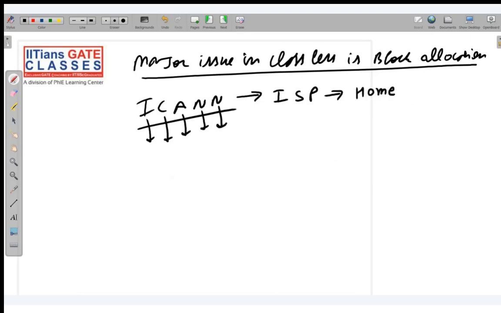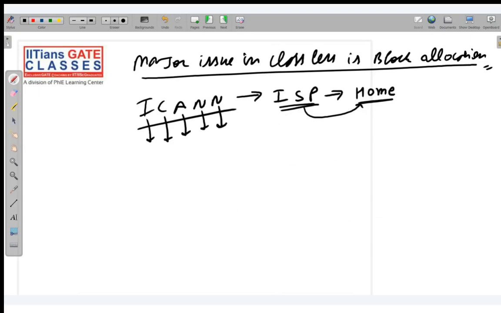So block allocation is done by ICANN, and these blocks will be allocated to ISPs, and this ISP will give IP addresses to homes. ICANN gives IP addresses to ISPs or very big organizations like NASA or Google. Very big organizations need a lot of IP addresses, so they will demand from ICANN, and home users will take IP addresses from the ISP. This is the basic hierarchy of how IP addresses are given.